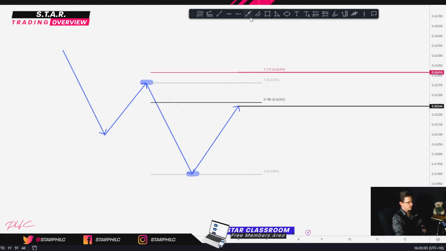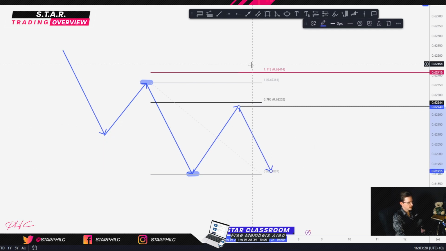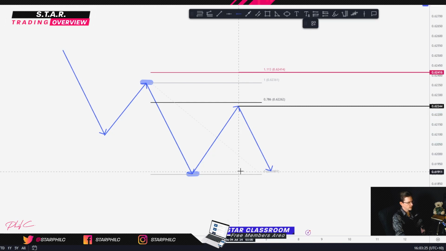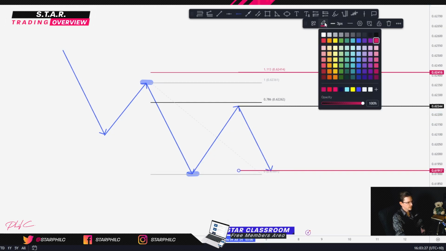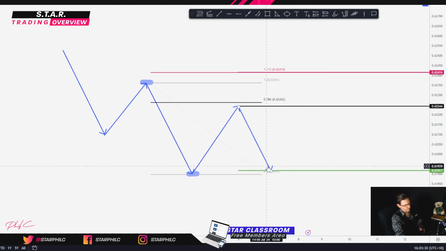Now where are targets going to go? Well, a retest of the lows, because again, I'm half right on the direction of the trend. I'm half right on the direction of the move. So if that's the case, then I want my targets right here at a retest of the lows. So let's grab a horizontal line tool again, drop that in and make that green right there. Now we have our entry, stops, and targets using Fibonacci retracements. And that never changes.